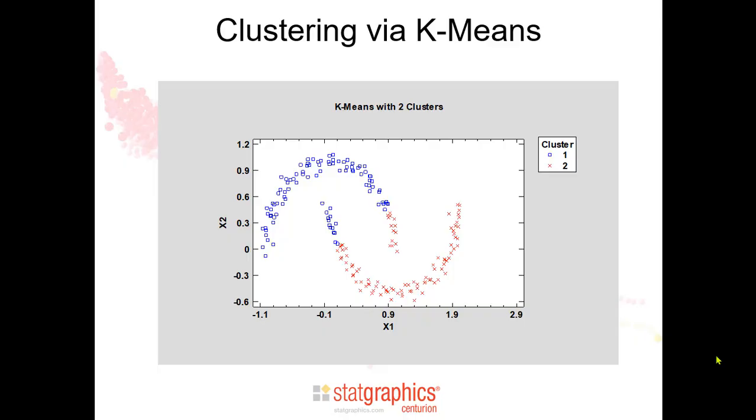If we ask the k-means clustering algorithm to divide these 200 observations into two clusters, this is the result. What k-means tries to do is divide the data into groups around two centroids, ending up with basically two convex shapes. It misses, unfortunately, the true pattern of this particular data.